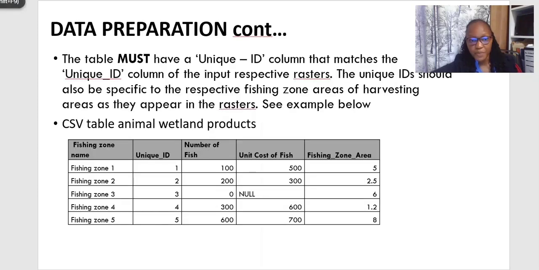and the fishing zone surface area of the harvested area in that particular wetland. So once you have prepared your table with the respective data sets that are required, you must always make sure it has a unique ID column that matches the unique ID column of the input respective rasters. The unique ID should also be specific to the respective fishing zone area of harvesting as they appear in the rasters. You can see the example below of the table that we have put across. You can see the unique ID, and I'm sure you saw the unique ID that we showcased of the raster in the previous slides.